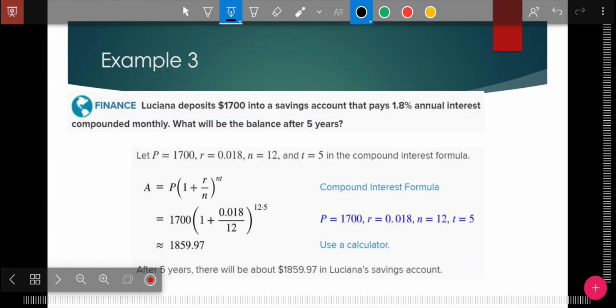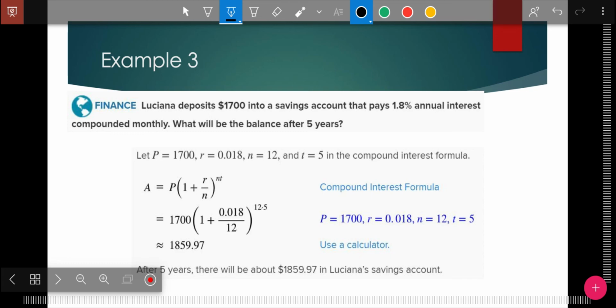And then we plug it in. P is 1700. The rate was 0.018. N was 12. N was 12 again. T is 5. Now I would probably make that 60, I don't, it's all depending on you. You might do the work inside the parentheses, but you're going to type it into a calculator. The calculator is going to tell you the answer.